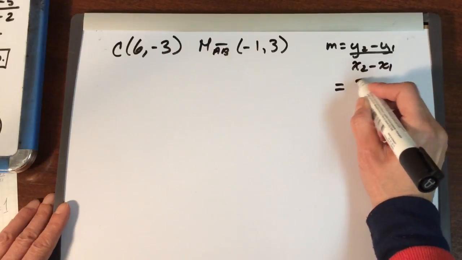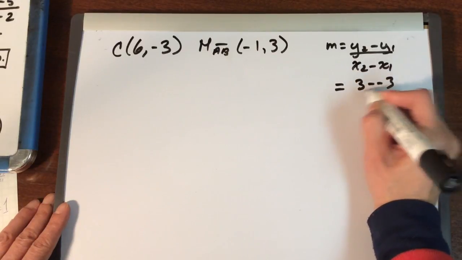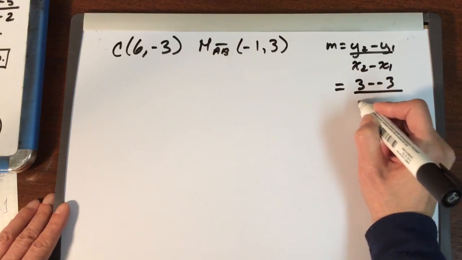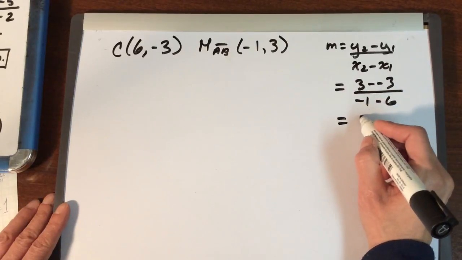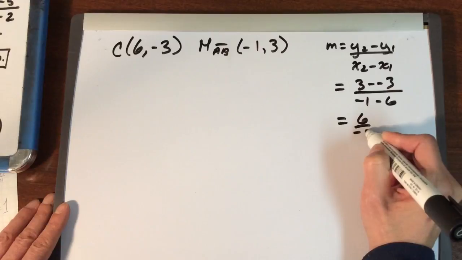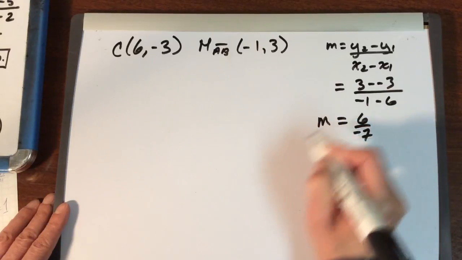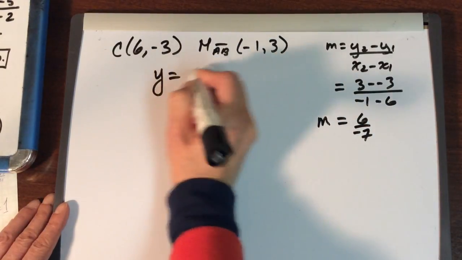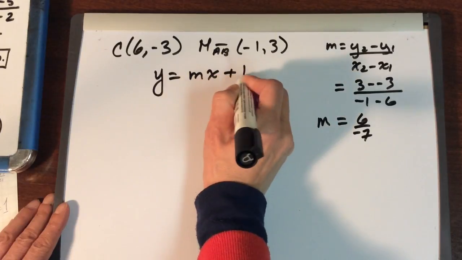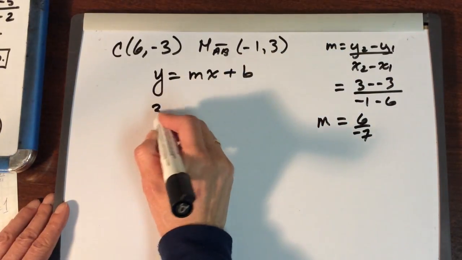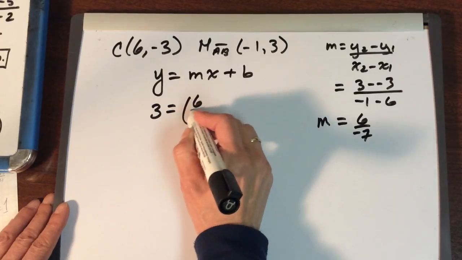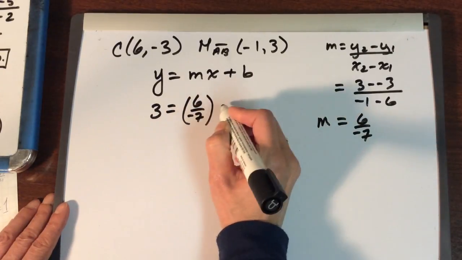And that would be 3 minus 3, and then -1 minus 6. And so the slope, 3 plus 3 is 6 over -7. Okay. And always we want the slope and the y-intercept. We now have the slope. We have an x and a y. The y goes here. The slope is 6 over -7 like this.